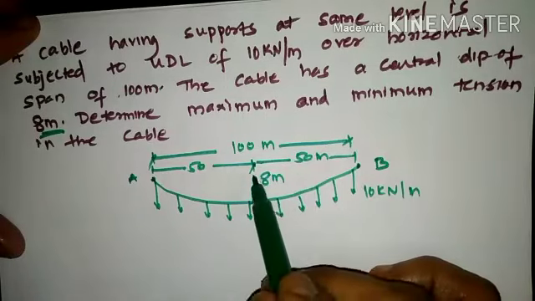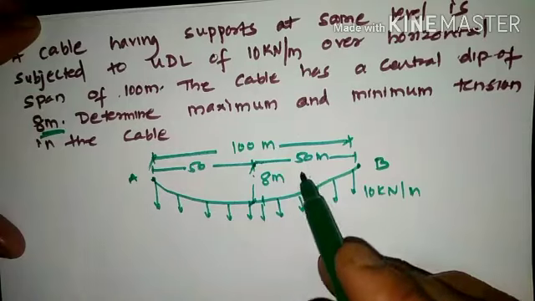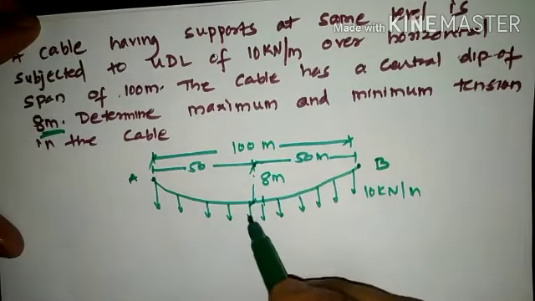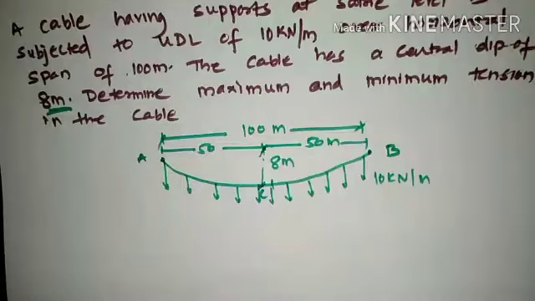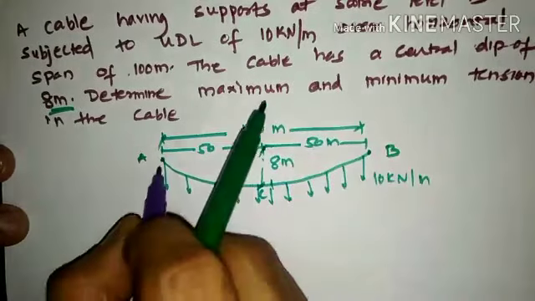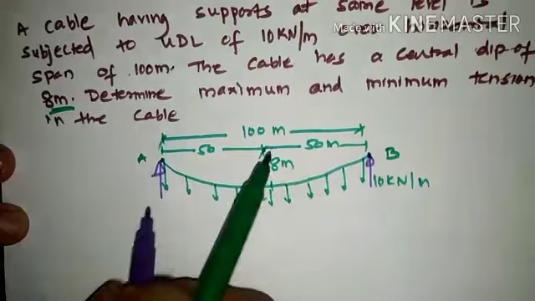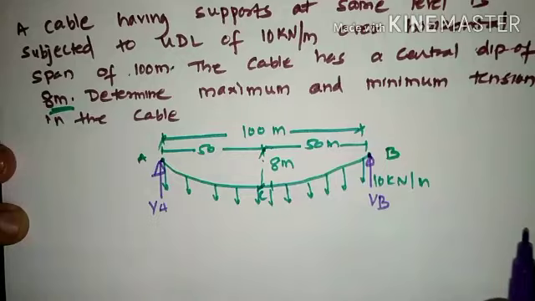To find out the magnitude of maximum and minimum tension in the cable, the first point is we need to determine the reaction components at the support location. As it has been supported at A and B and the UDL is in the downward direction, the reaction shall be in the upward direction at A and B, and these reactions shall be called VA and VB.